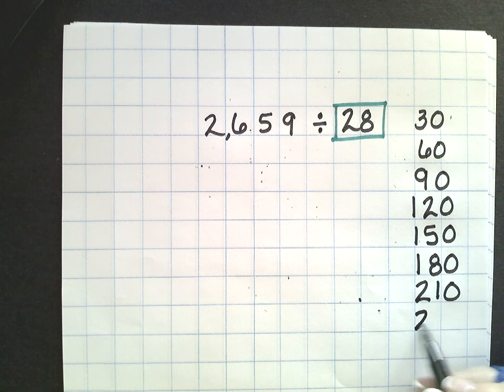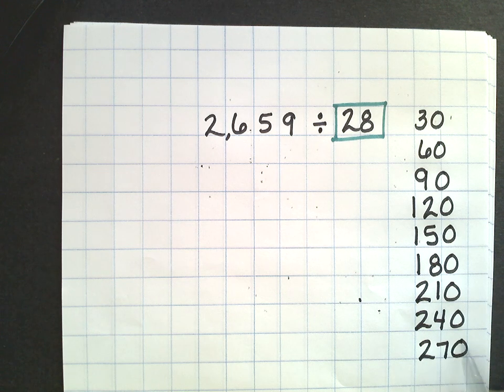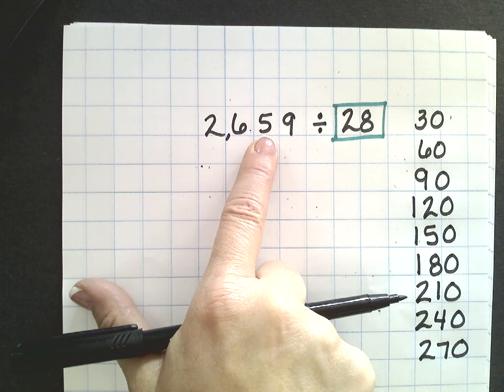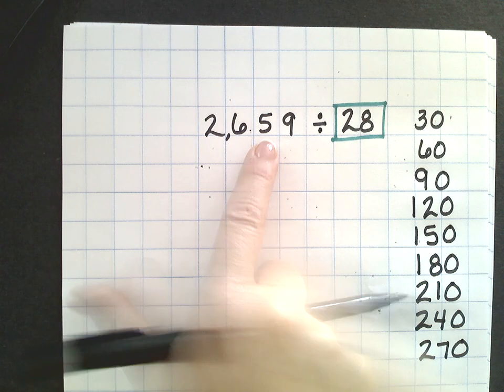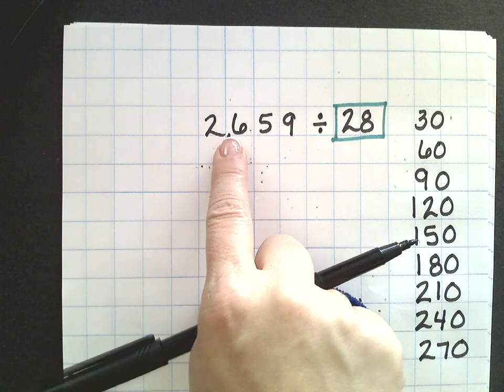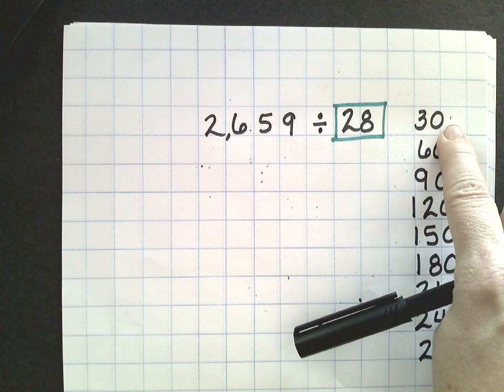Let's keep going. 210, 240, 270. All right, let's stop there. So now we're going to take a look at this dividend, and we're going to see what we can get close to. Well, I'm noticing if I look at the first two digits, 26, that's already too big.